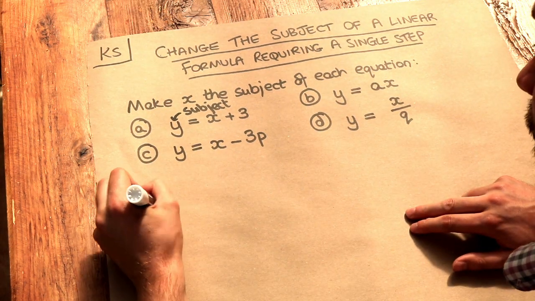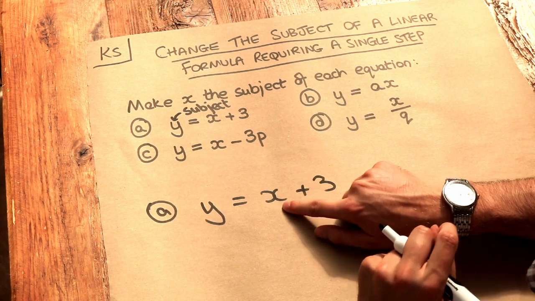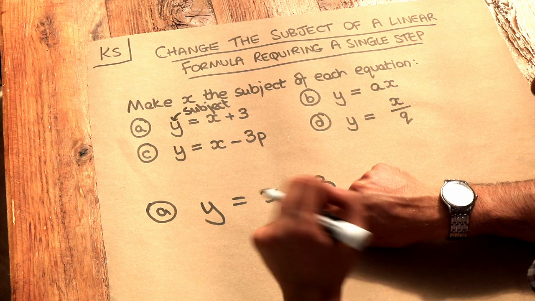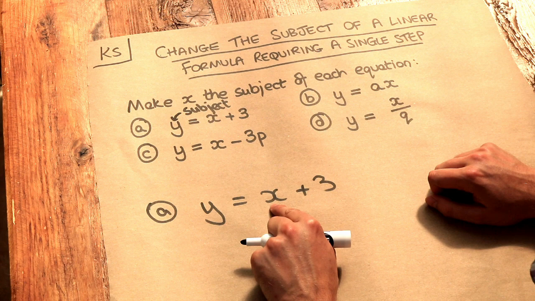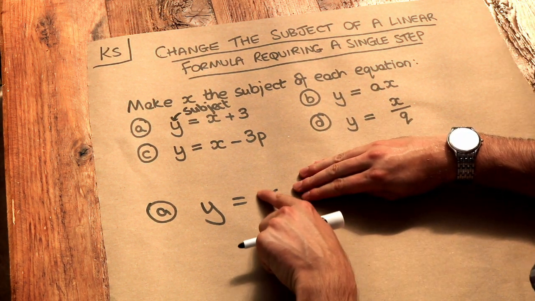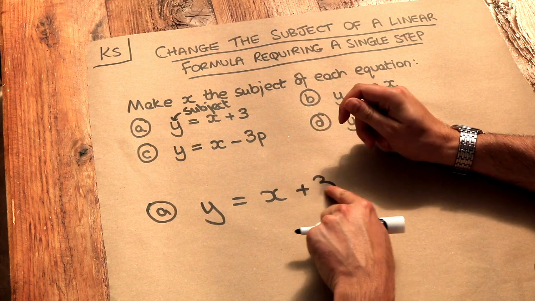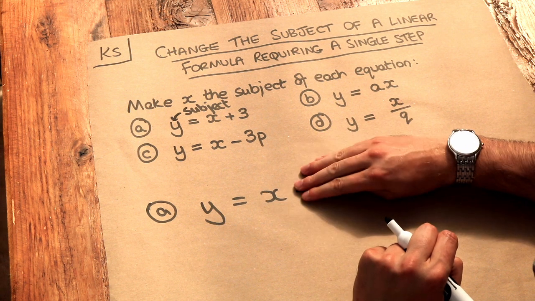So let's write this out. We've got y equals x plus 3. We want to make x the subject, get x on its own. Now to get something on its own, we know that we get rid of the stuff around it. Now with x, we added 3 to it, but we don't want that plus 3 because we want x on its own. Now we know to get rid of plus 3, we do the opposite. So we subtract 3 and that will get rid of it.